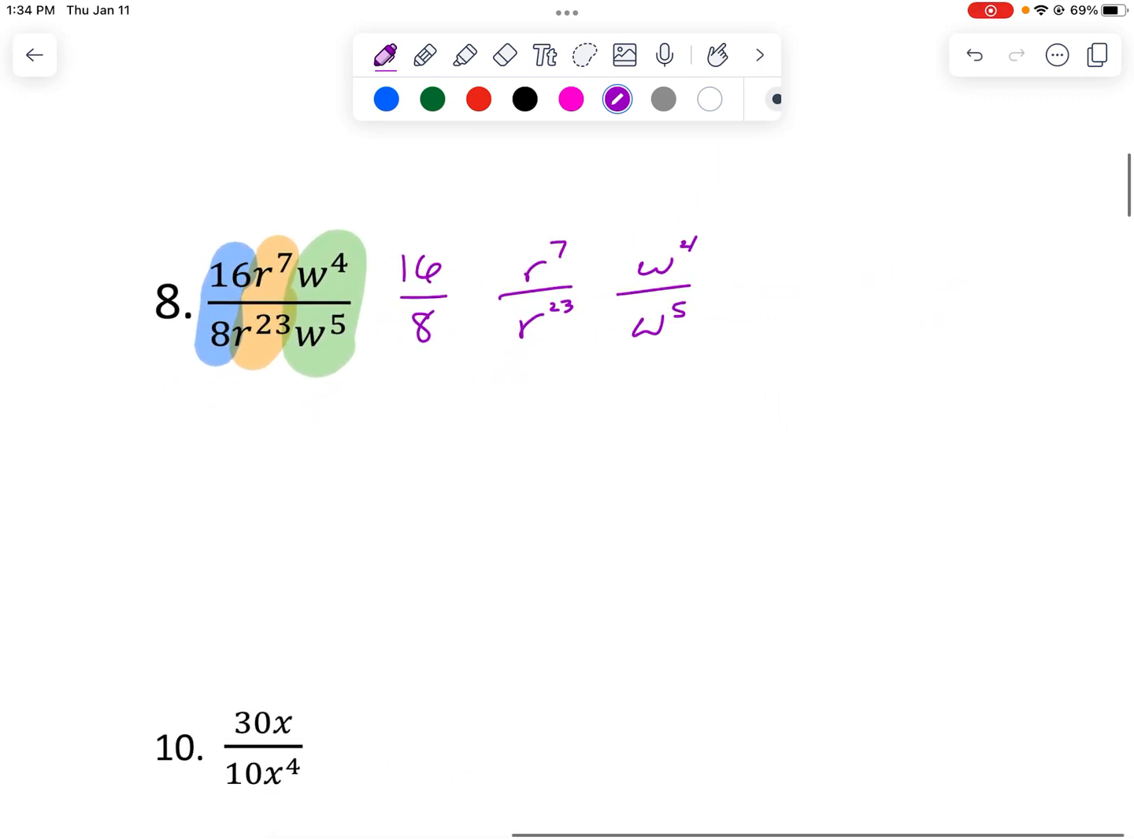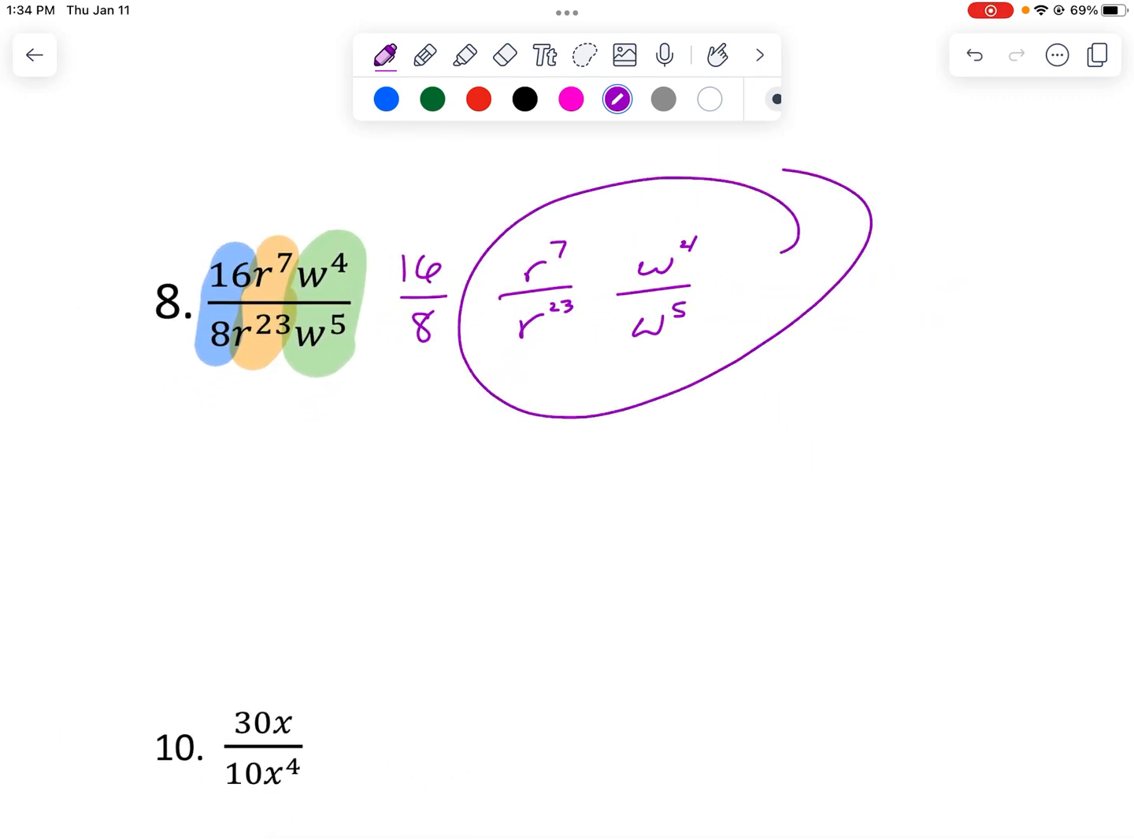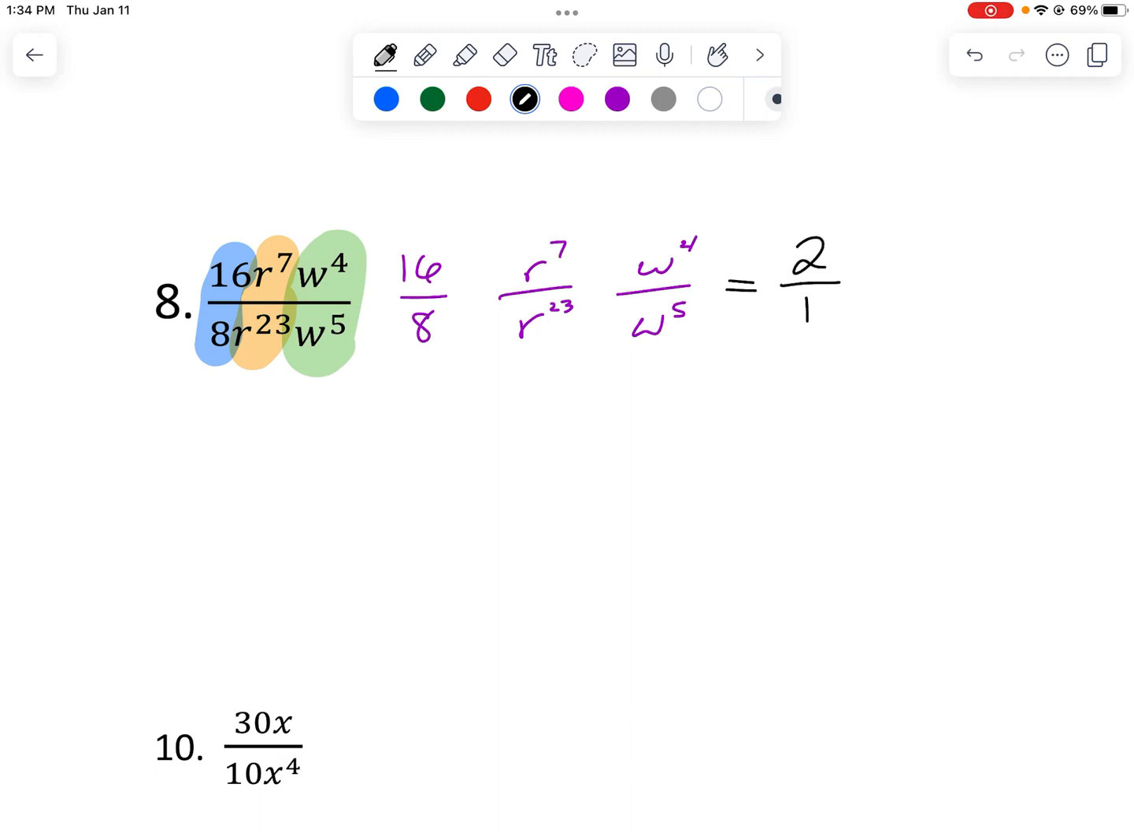What can be challenging about this one is that when I see exponents, division really means subtract. But when I see whole numbers, division still means division. So 16 divided by 8 is 2 over 1. Done.